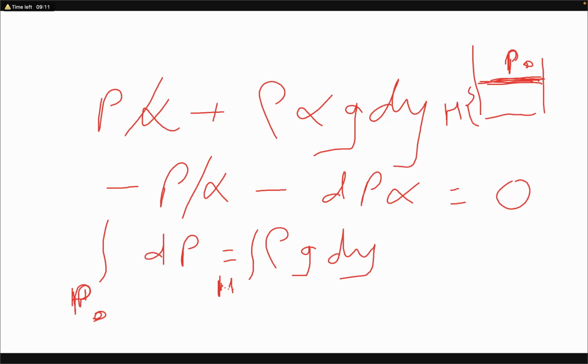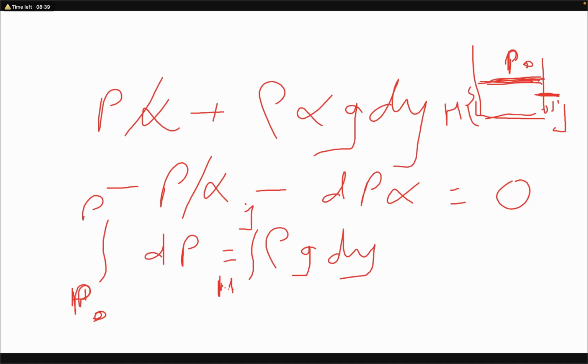I have to write it as a function of y. So I write the pressure as P at y. Mind you, y is the measurement from the bottom. From the bottom, this distance is what I am referring to as y. As capital H is measured from the bottom, y is also measured from the bottom.